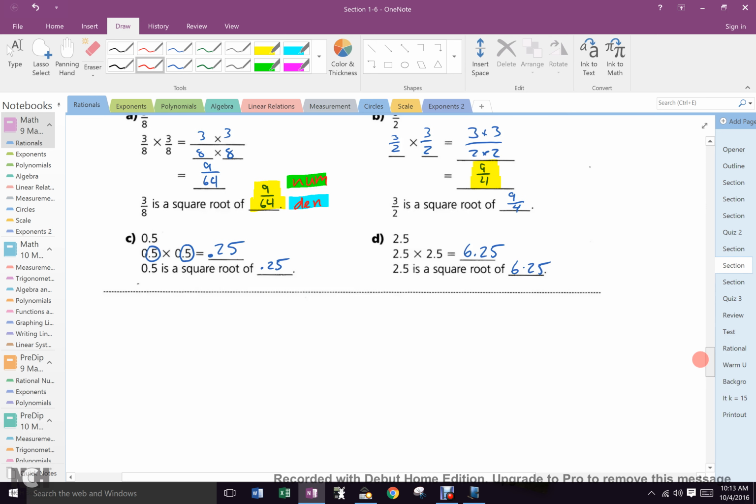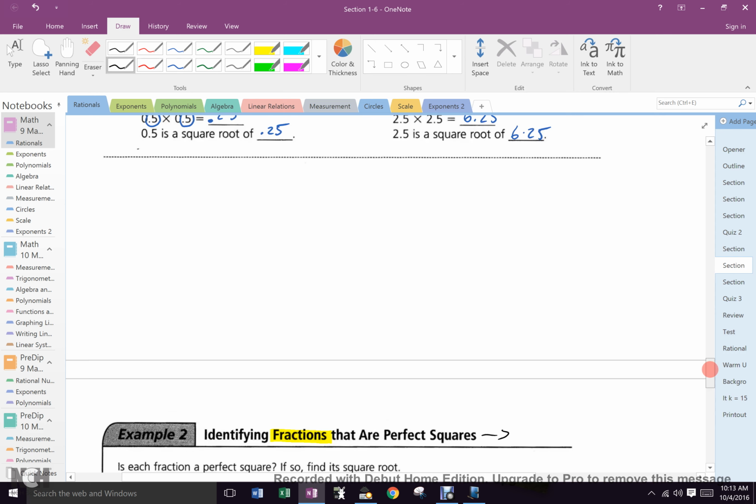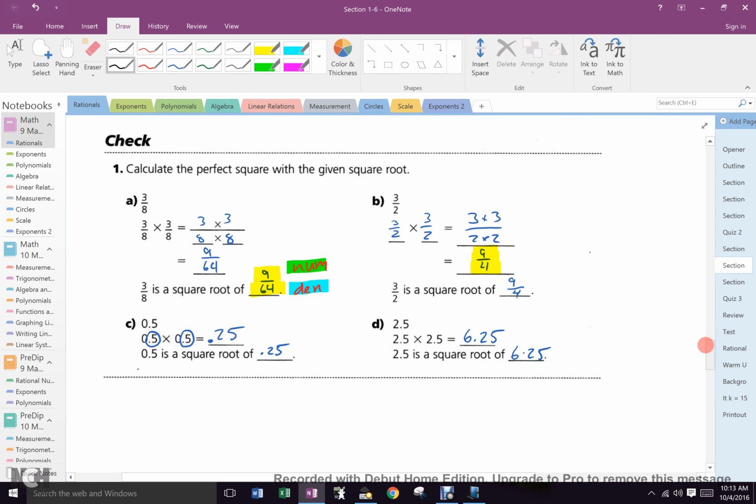So, what does that tell us about a fraction that's a perfect square? What must it have? You guys need to be able to do some synthesis of knowledge. Fractions have a numerator and a denominator. These two fractions have square roots. What about these two fractions makes them perfect squares?